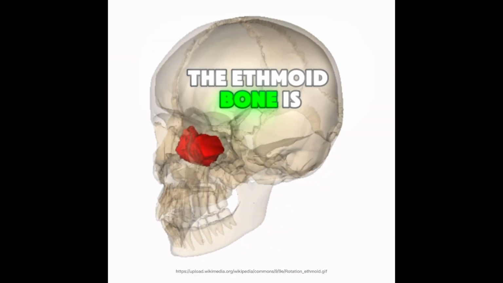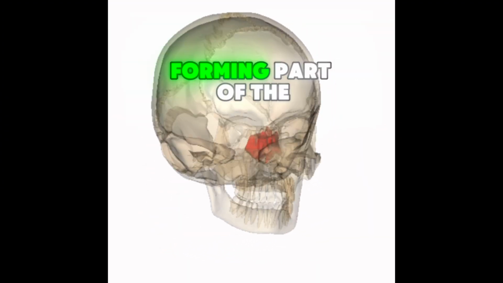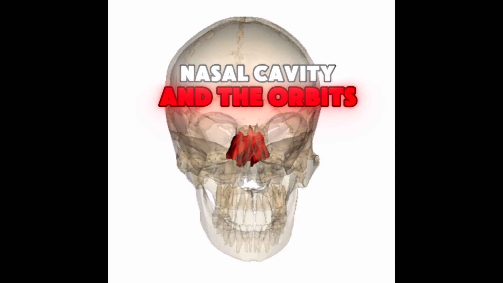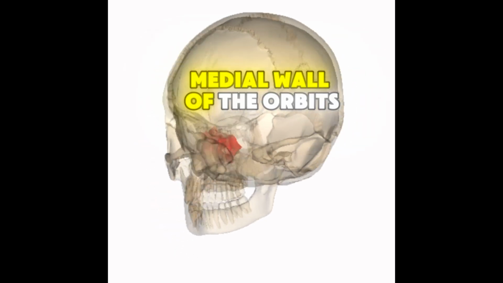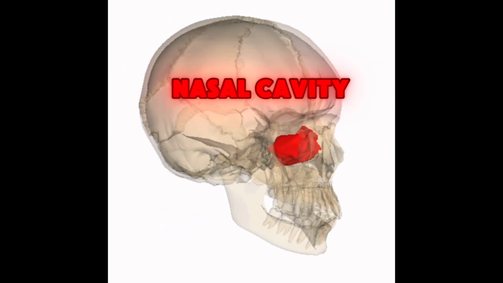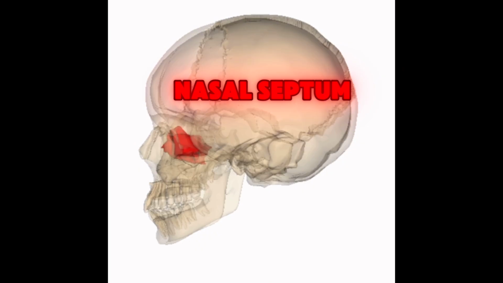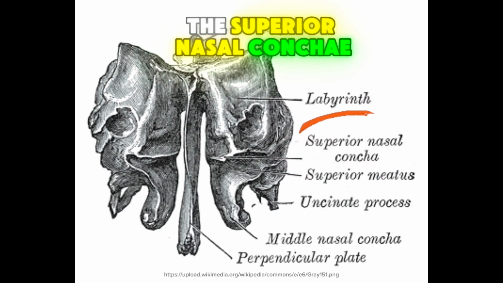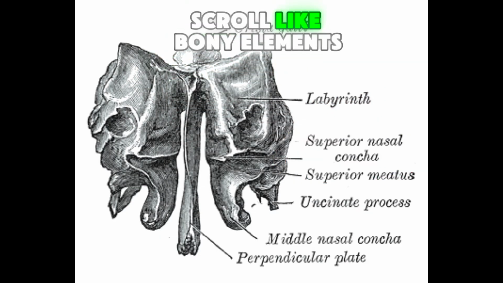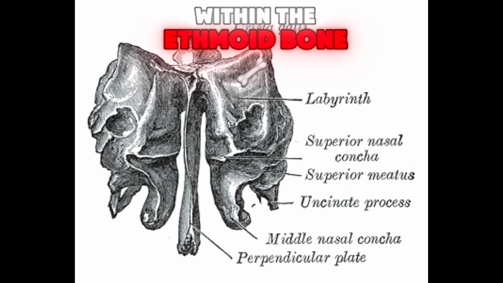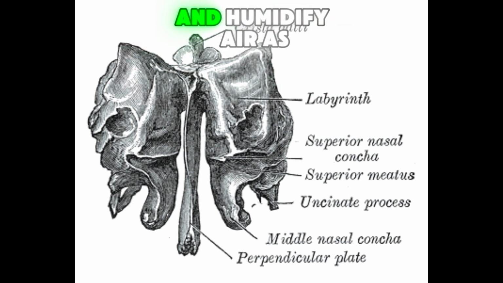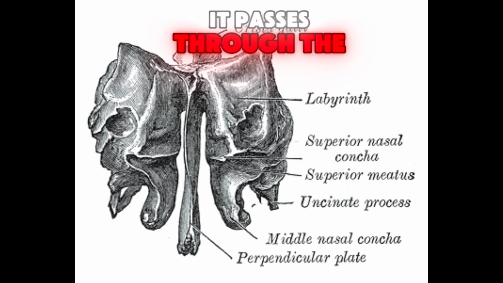The ethmoid bone is positioned between the eyes, forming part of the nasal cavity and the orbits. It contributes to the medial wall of the orbits, the roof of the nasal cavity, and part of the nasal septum. The superior nasal conchae or conchae are thin, scroll-like bony elements within the ethmoid bone. These help to filter, warm, and humidify air as it passes through the nasal cavity.